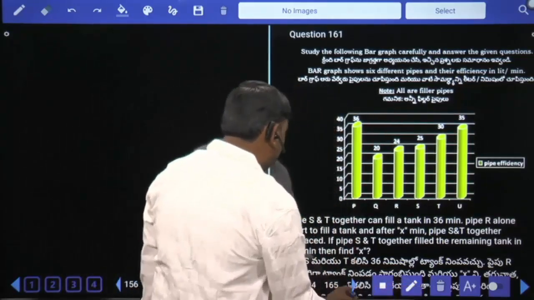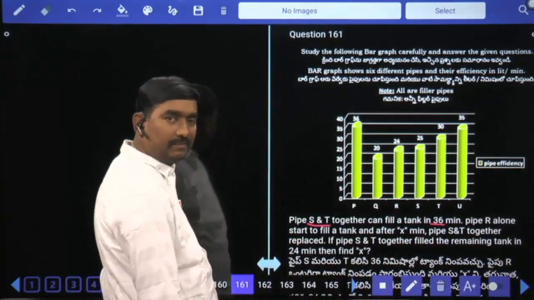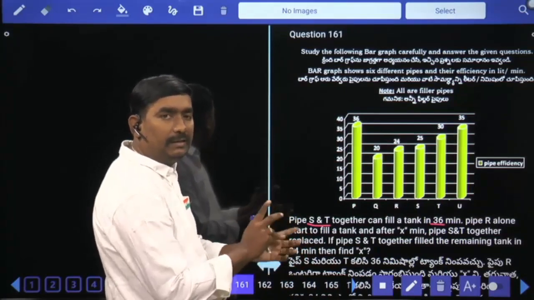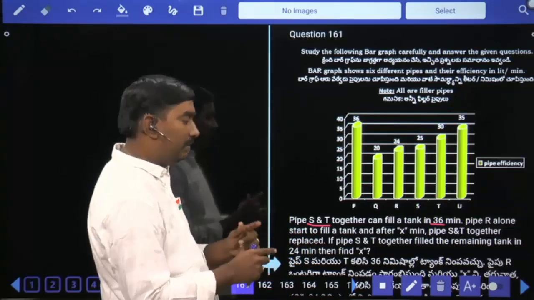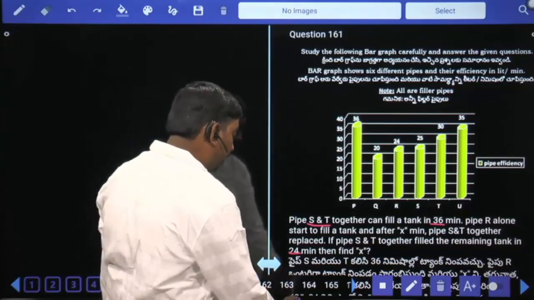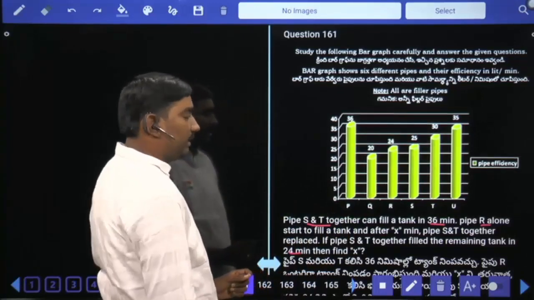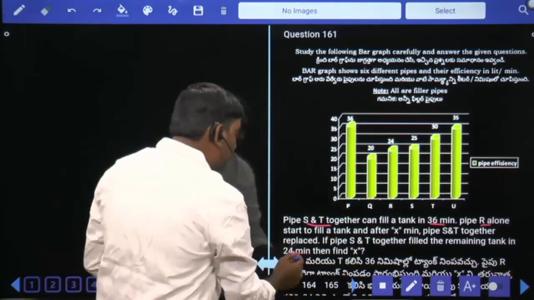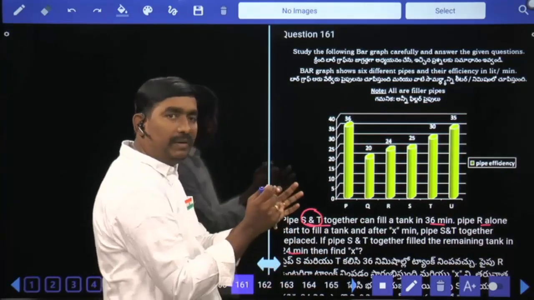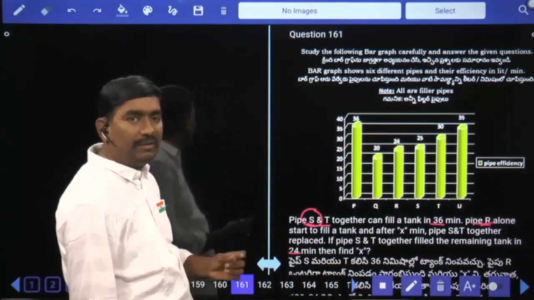See, generally pipes S and T can fill the tank in 36 minutes. But R is open to fill the tank. After some time, R is closed and S and T fill the remaining tank in 24 minutes. It means pipe R already filled some part of the tank. That part is nothing but 36 minus 24, 12 minutes of S and T's work. In 12 minutes, S and T together can fill how many liters? That part is filled by R alone in how much time, we need to calculate.